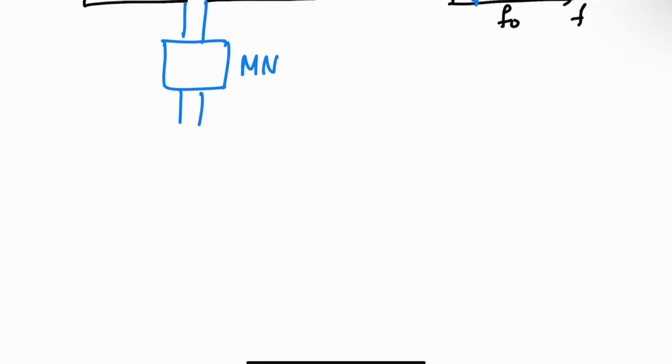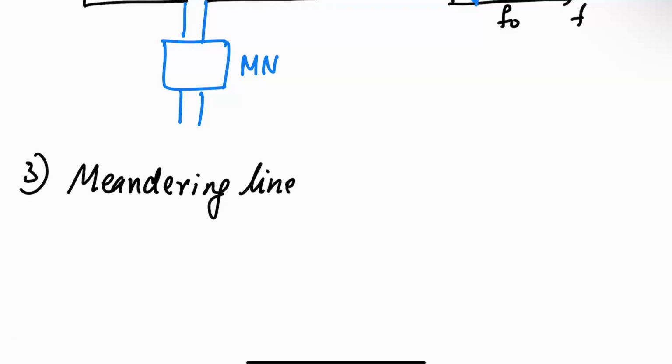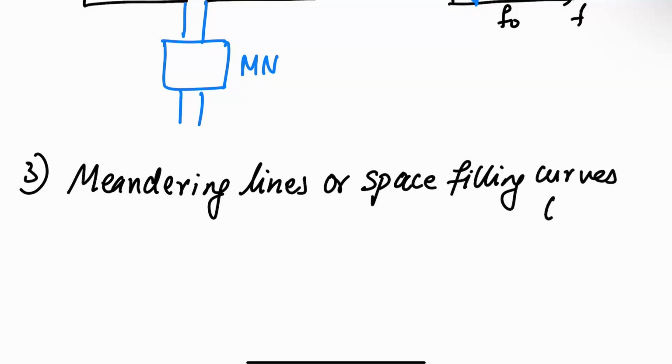Another technique is using meandering lines, or space filling curves, which are sometimes called fractals. Technically speaking, it's not a fractal. There's a specific definition for fractals, but we'll be very loose here and say, okay, if it's a space filling curve, that's one example of a fractal.